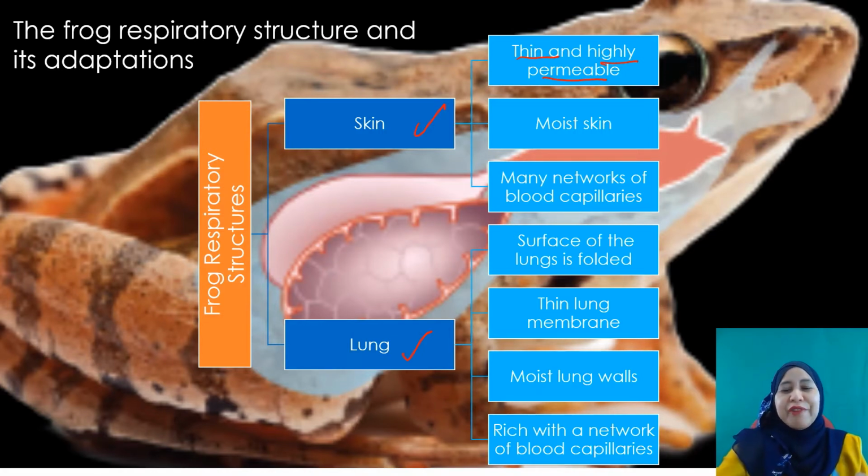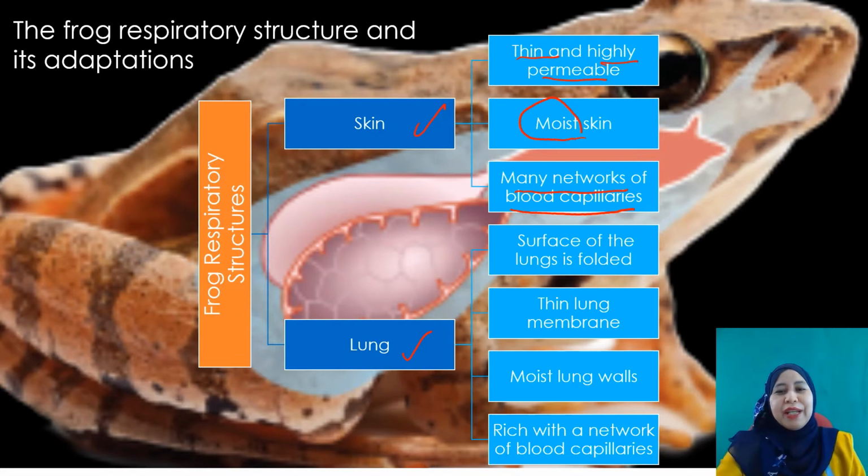The next one, frog skin is moist. This allows the gases to dissolve easily. Next one, underneath the skin of the frog, there are many networks of blood capillaries. So these blood capillaries will make the transport of respiratory gases faster.